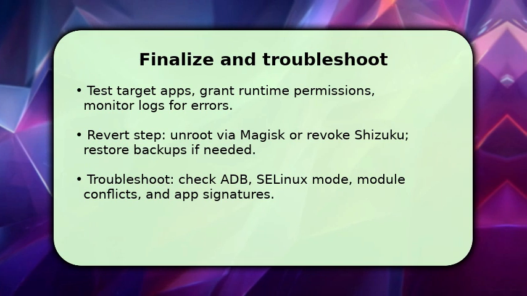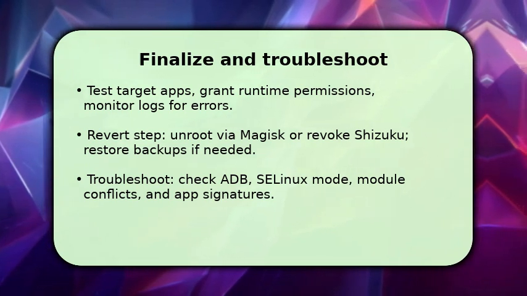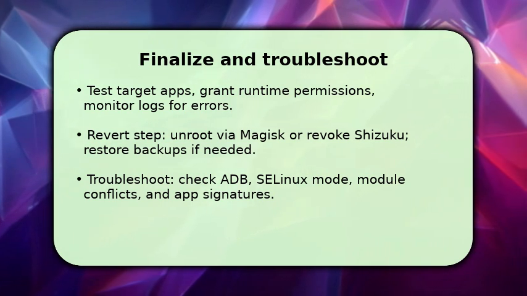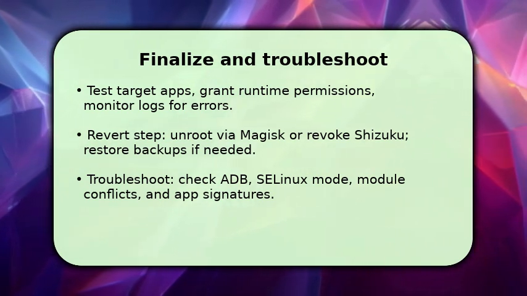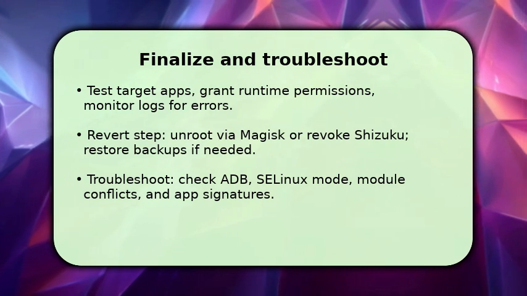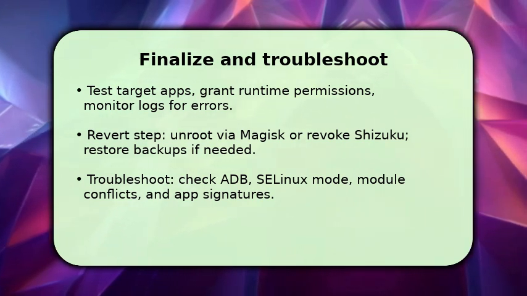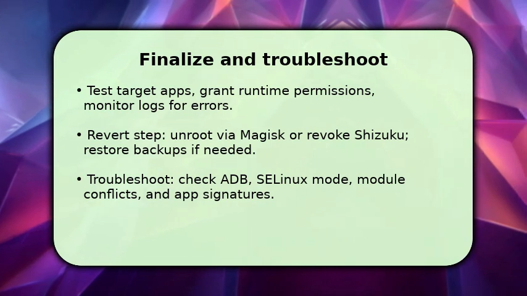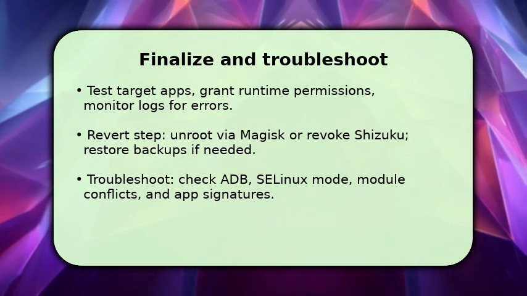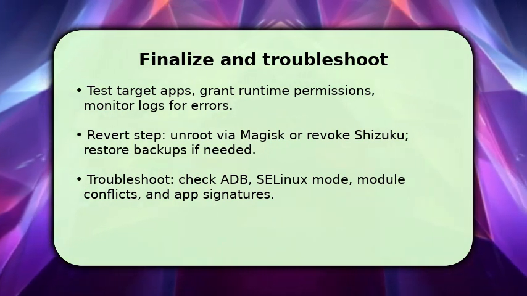Once done, keep a restore plan: unroot with Magisk or revoke Shizuku permissions and restore backups if something breaks. If you run into issues, check ADB connectivity, SELinux mode, and any conflicting modules or app signature mismatches. Those explain most problems. Finally, if logs show permission denials, reproduce the error while capturing logcat to pinpoint the failing API call.